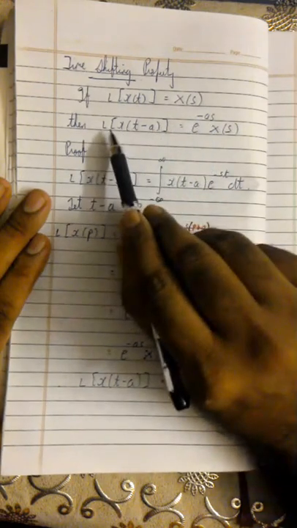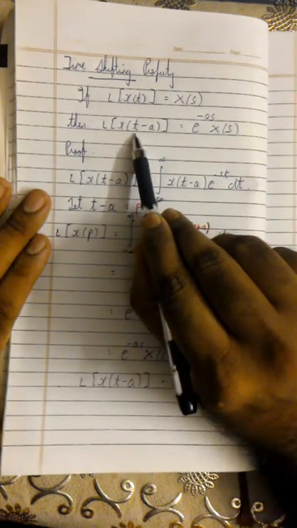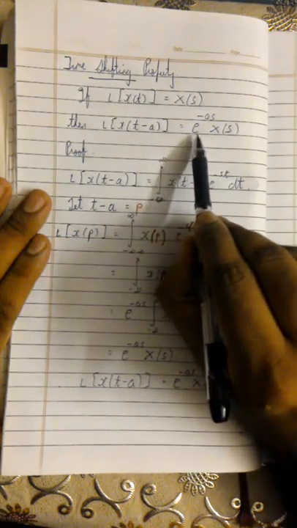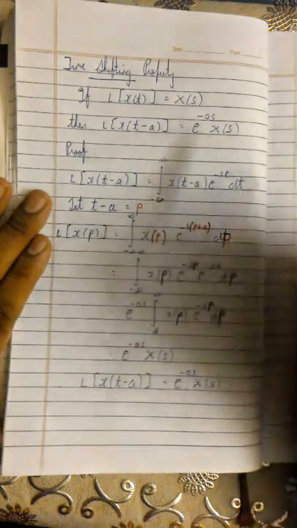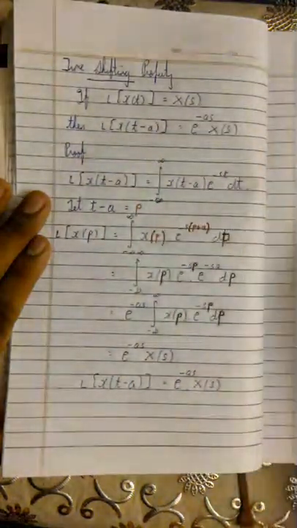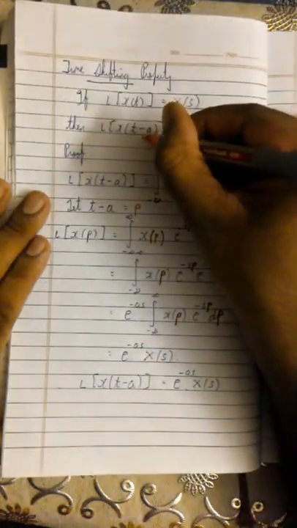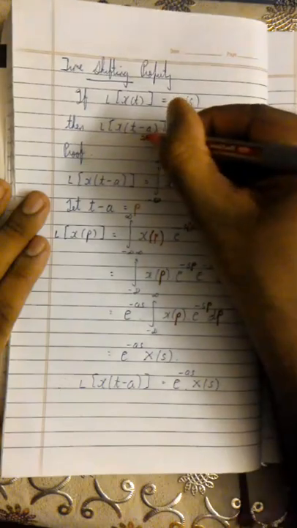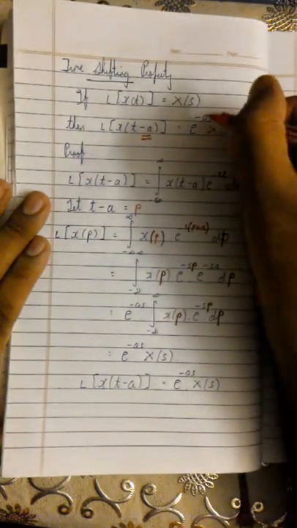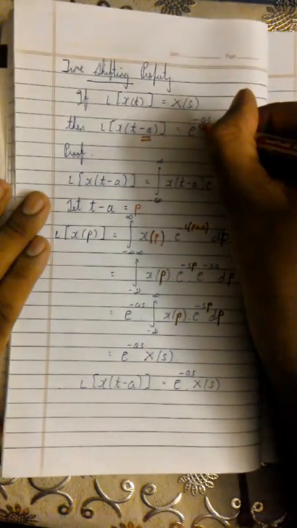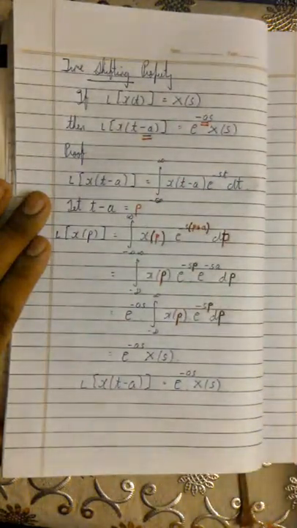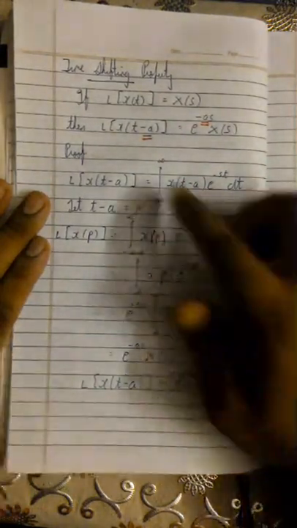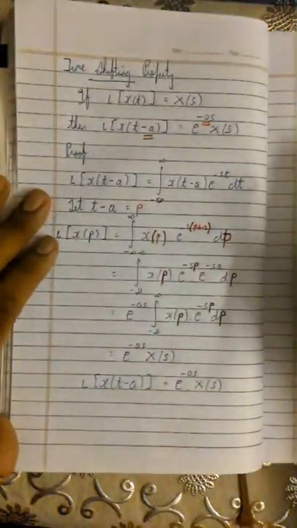That means the Laplace transform of x of t plus a is equal to e raised to plus as X of s. So whatever the value that you see over here, minus a or plus a, or whatever number that you see over here, the same value will be at the power of the exponential function. Okay, so here is the proof of the time shifting property.